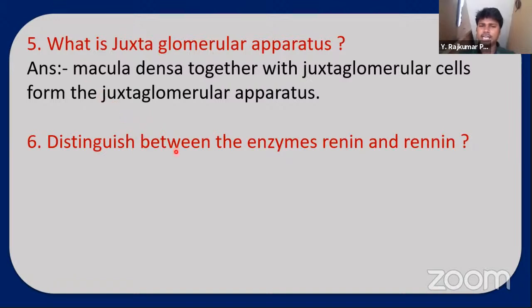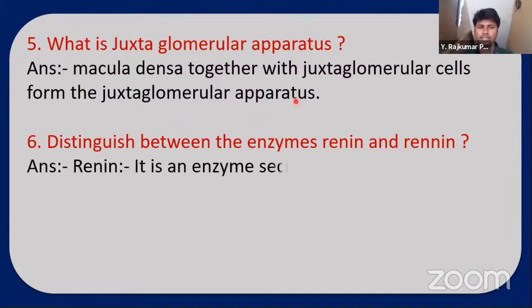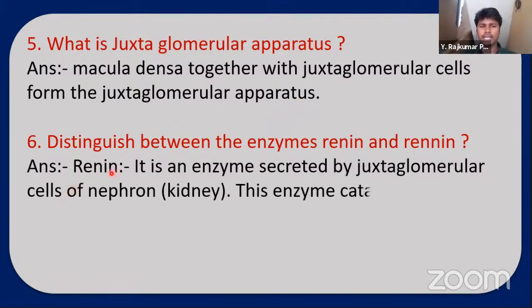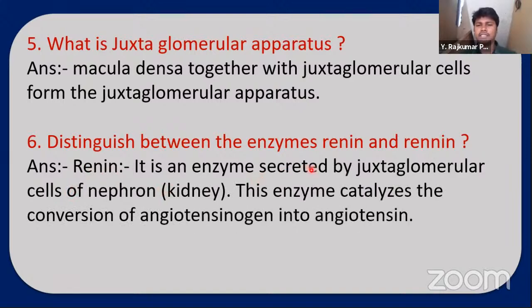Distinguish between the enzymes renin and rennin. Okay, these are 2 enzymes which have different functions. But their spelling is somewhat similar, renin and rennin. Okay, let's see what these 2 are. First of all, let's see about renin. It is an enzyme secreted by juxtaglomerular cells of the nephron, and this enzyme catalyzes the conversion of angiotensinogen into angiotensin.